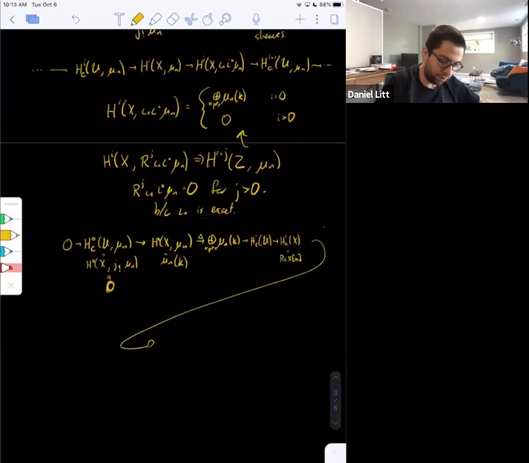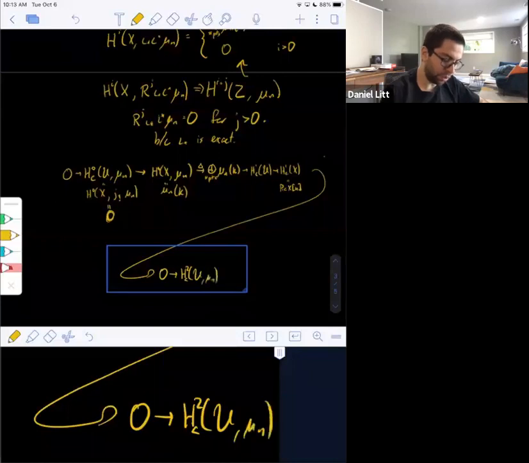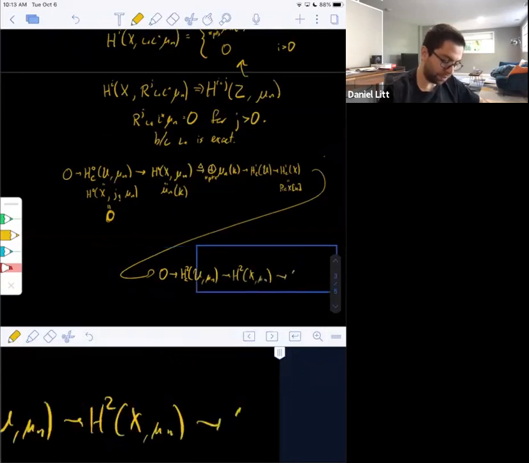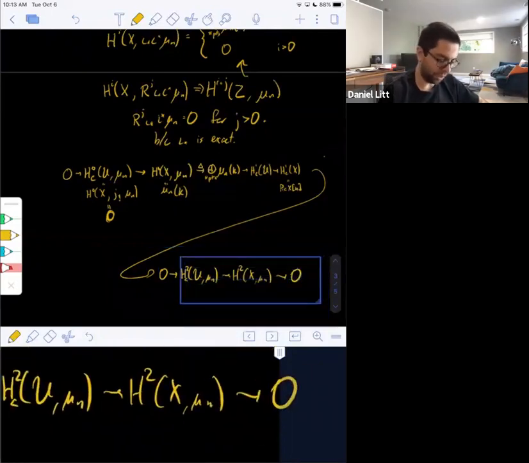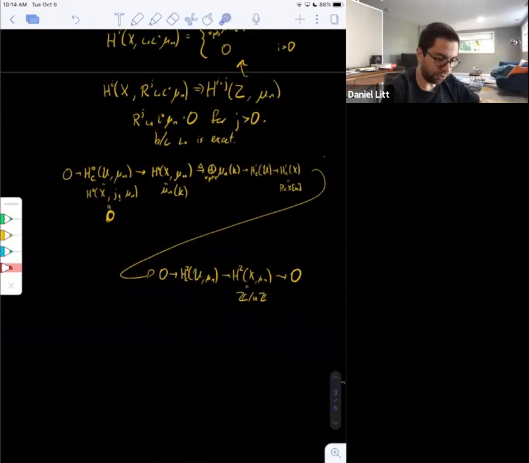Then this maps to 0. So that's H1 of the skyscraper sheaf. Then this maps to H2 compactly supported of U, which maps to H2 of X mu n. And then this maps to 0, and the rest of it is 0. Okay, and this we showed last time was just Z mod NZ. So we've now shown, we've proven the theorem. So we've shown this is Z mod NZ, because it's isomorphic to this group.